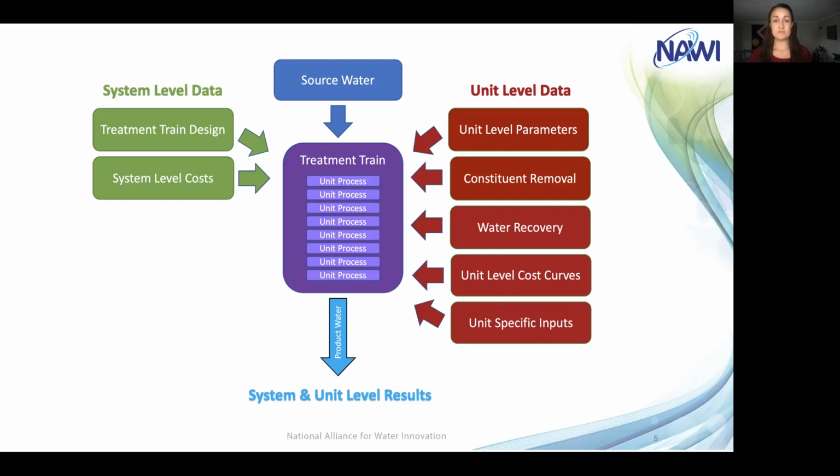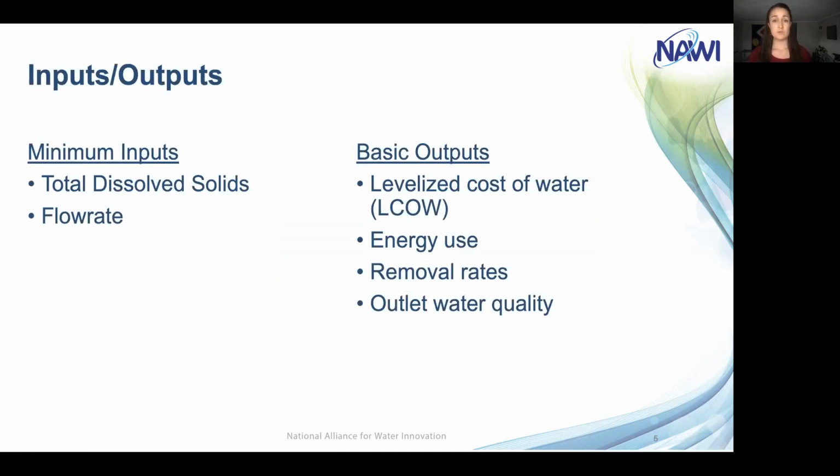So version 1 of the tool was written in Excel, and we are now coding it in Python, which adds flexibility and the ability to optimize and higher levels of accuracy to the results themselves. So when you're actually using the tool, the bare minimum inputs needed are the water quality, which is measured in total dissolved solids or TDS, and the flow rate of how much water you would like to be treated. And then the rest of the values in the model have default values based on the literature and data gathered by the NAWI teams.